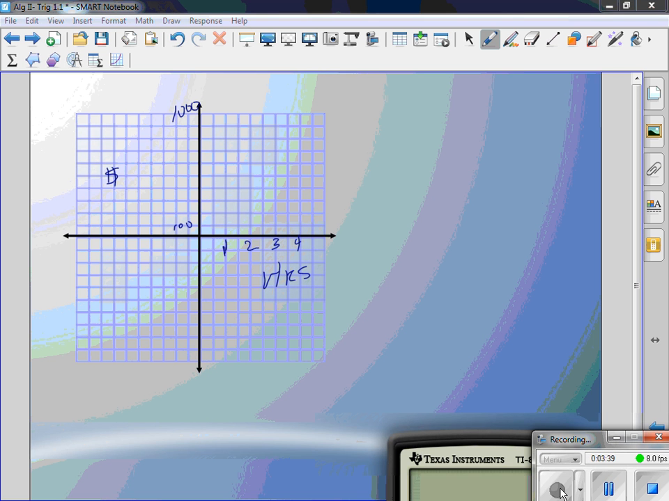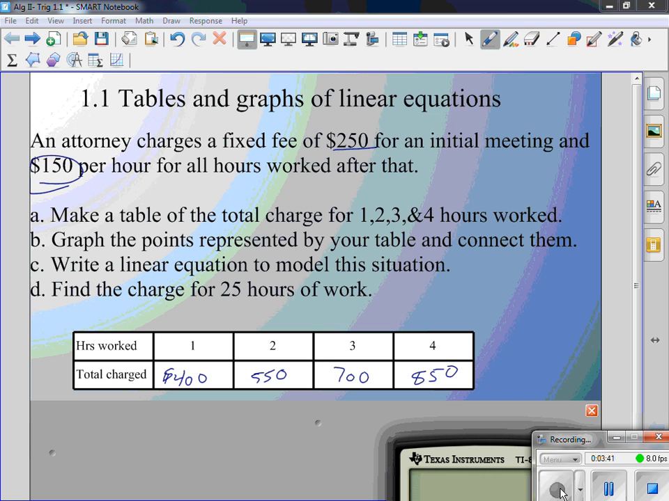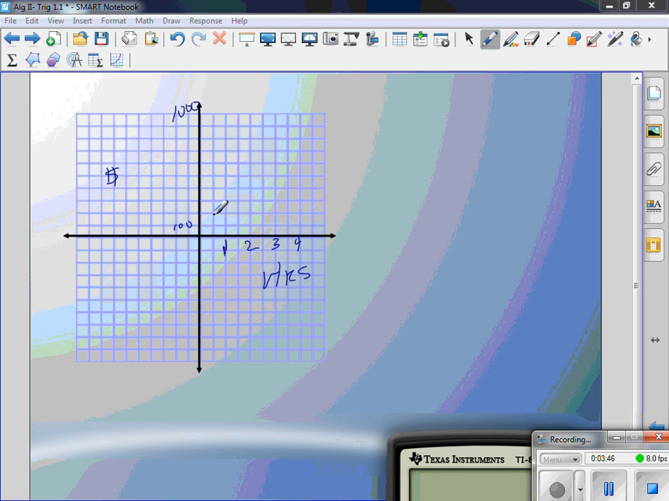Plot each one of the points individually. The first one is 400. So that means at 1, I have 400. 1, 2, 3, 4. For 2 hours was 550. Well, that's 4 right here. 5.5. Good. Someone said it's in between.